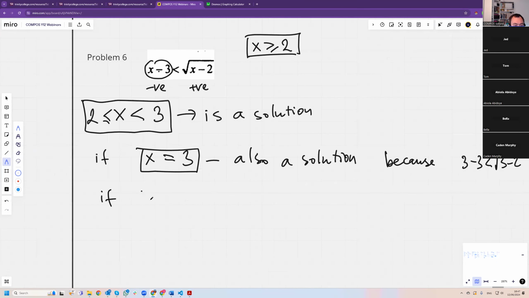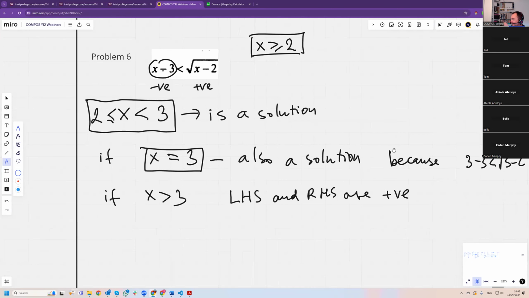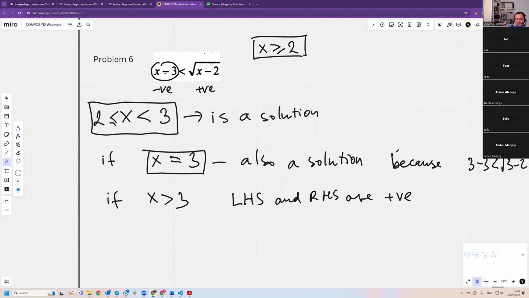If x is greater than 3, then both the left-hand side and right-hand side are positive. So now we are allowed to square it. Do you see the logic? Do you see how I'm approaching this problem? I want to square it, but before I square it, I have to look into the nitty-gritty details. You're only allowed to square if they're both positive. So it's going to be x squared minus 6x plus 9 less than x minus 2.